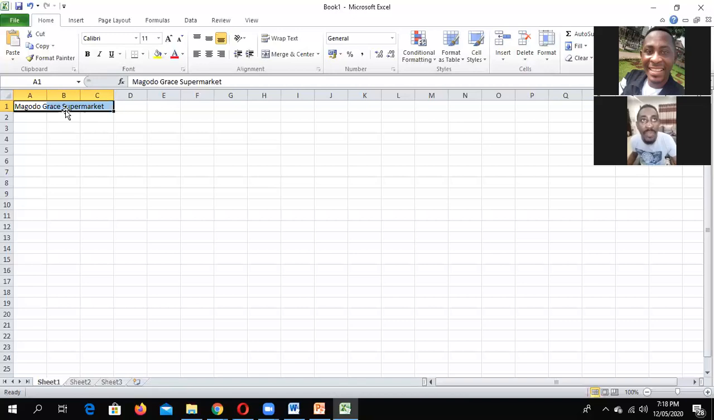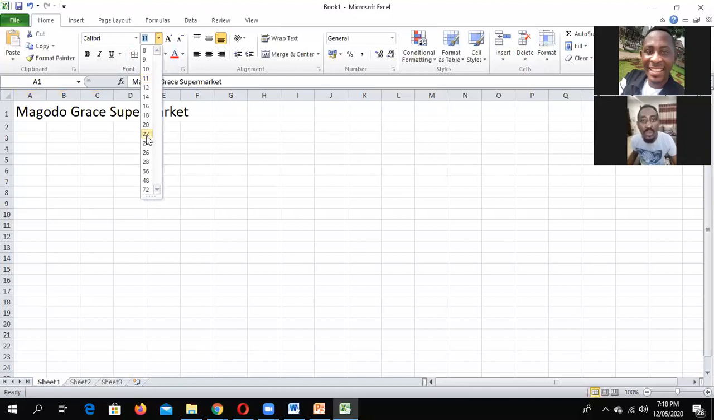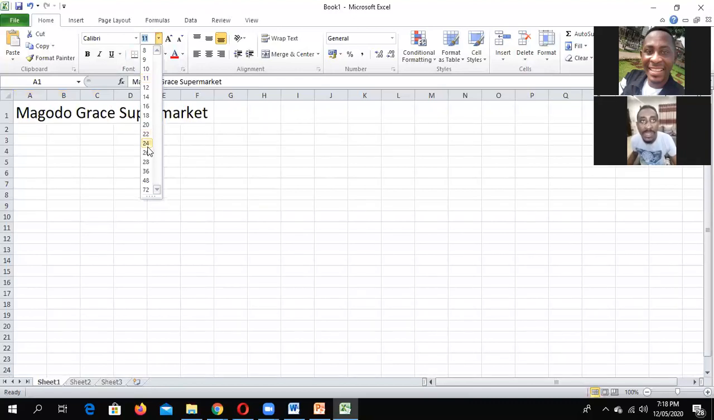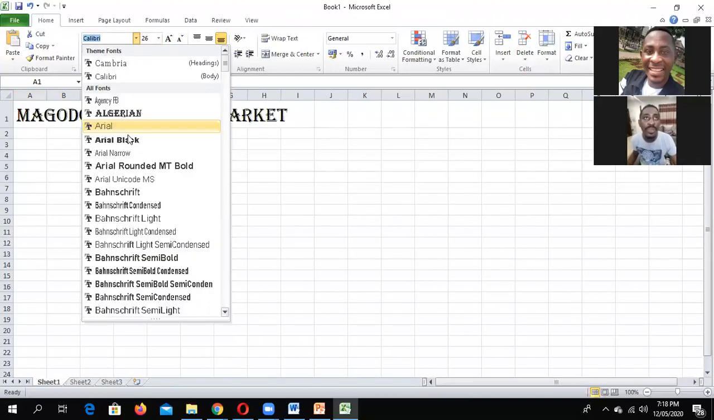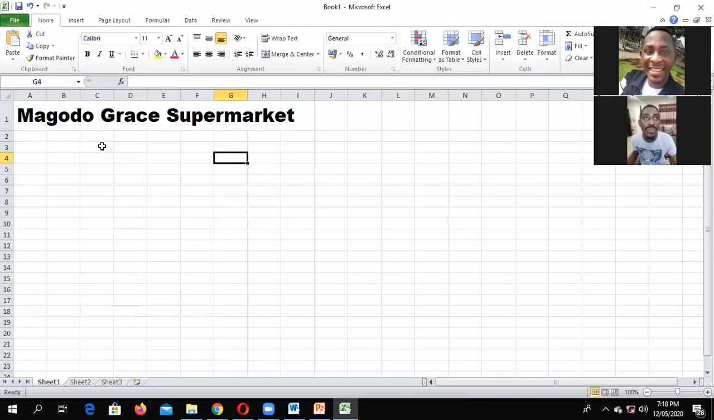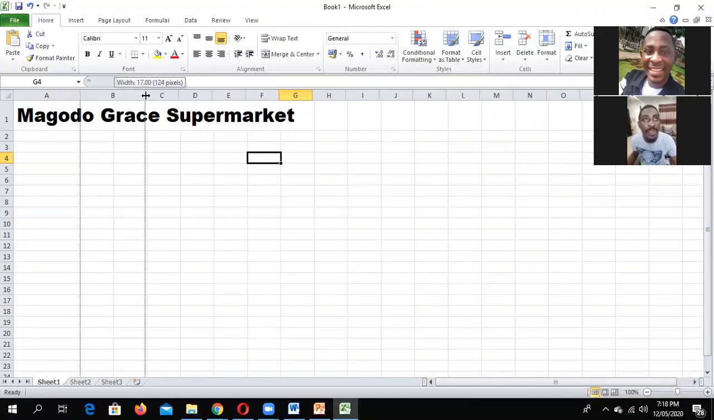I've written this, and I know this is not very visible to you, so I'm going to increase the font size to 26 so that you can all see it properly. I can also adjust the space in between each cell. It is not large enough, so I want to increase it a little so that we can all see properly.